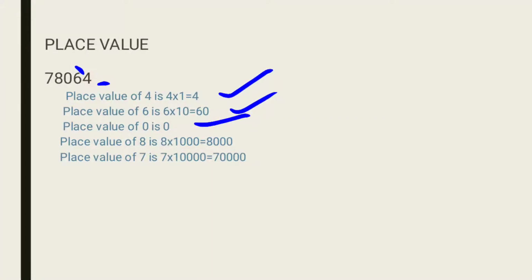Next digit is 8. Its place value will be 8 into its base value. Its base is 1000, so 8 into 1000, 8000. So the place value of 8 is 8000. And the last digit 7 is on the 10,000's place, so we will multiply 7 into 10,000, and the place value of 7 will be 70,000. Okay.